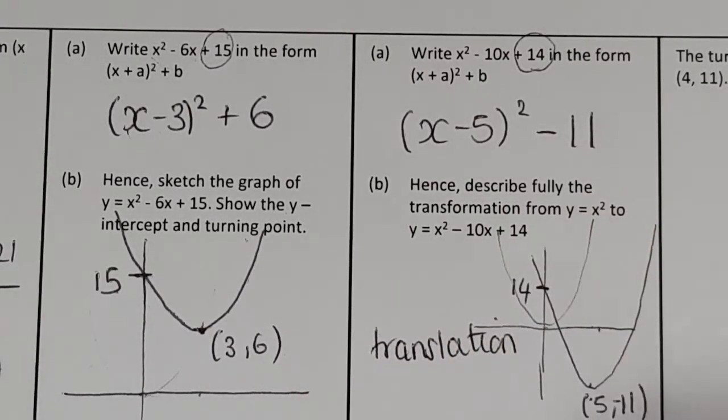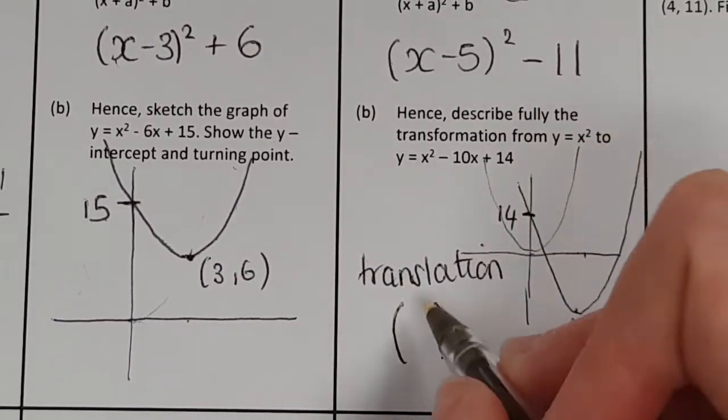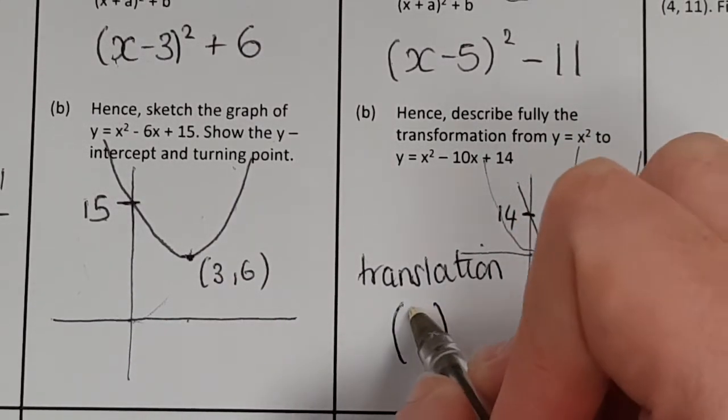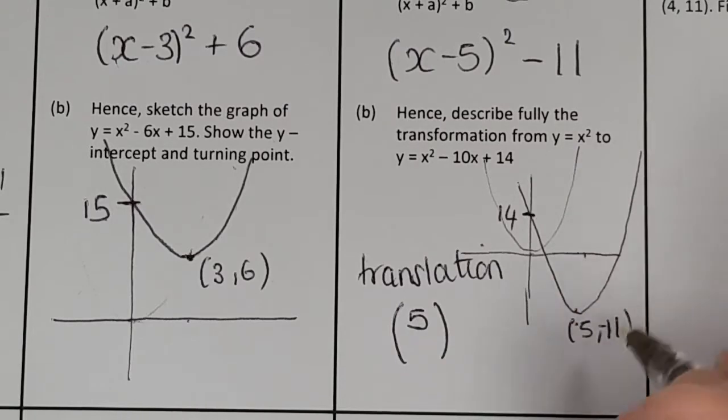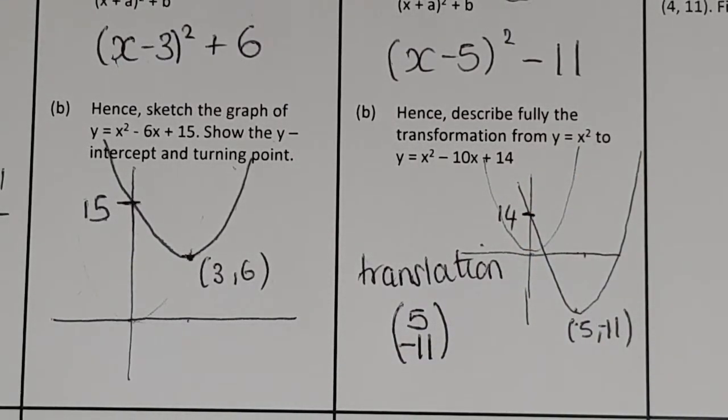Translation is where you move a shape but you don't change its size. With a translation, the top number tells you your x direction, so we need 5 right. The bottom number tells you up or down, so we need 11 down, which is why it's a minus 11. And that's it, there's your description of what's happened.